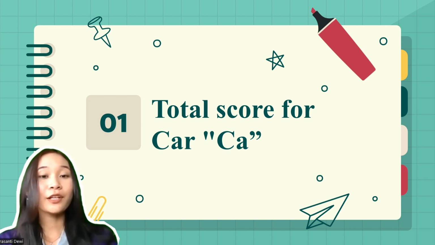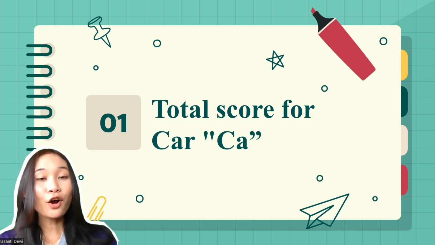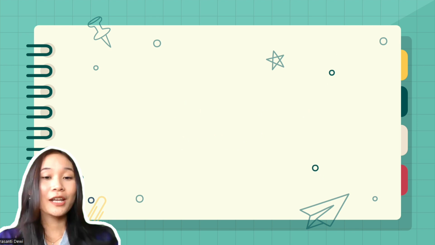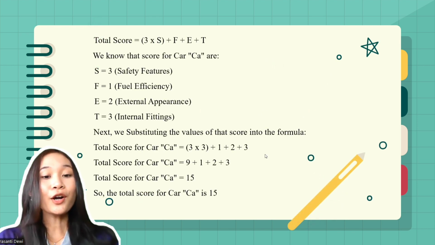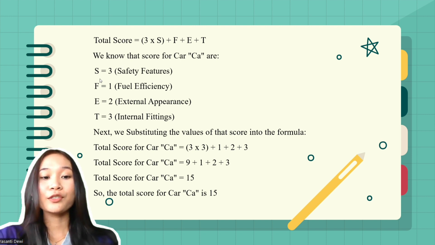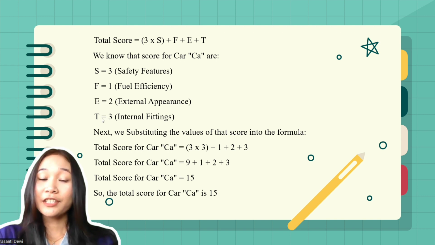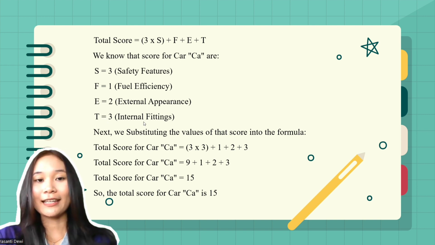Okay, let's resolve the question step by step. The first question is about the total score for car CA. According to the given rule, total score equals (3 times S) plus F plus E plus T. We know the scores for car CA are S equals 3 for safety features, F equals 1 for fuel efficiency, E equals 2 for external appearance, and T equals 3 for internal fittings.